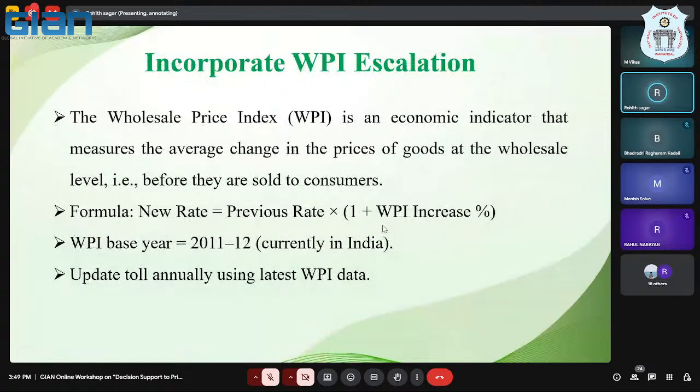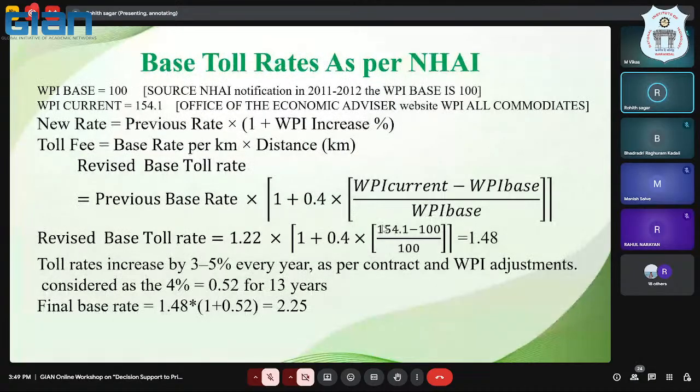So the WPI base year values are 2011 and 2002, currently for India. Then we will see an example of how to calculate the increase in the toll rate with respect to the WPI. If we take the WPI base equal to 100, based on 2011 and 2002, the source is NHAI. For the present year, the WPI is 154.1. From this we will be estimating the base toll rate.